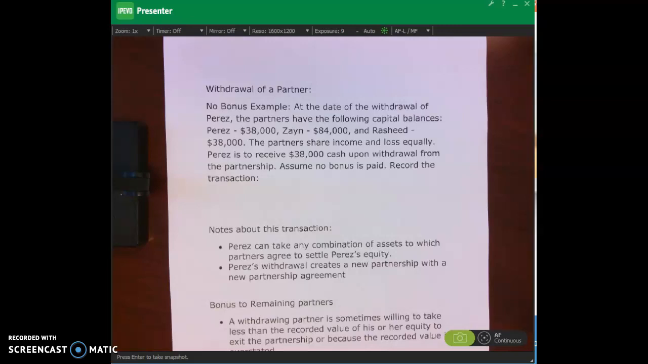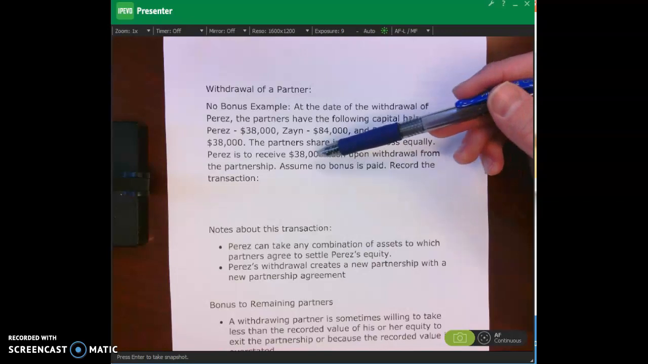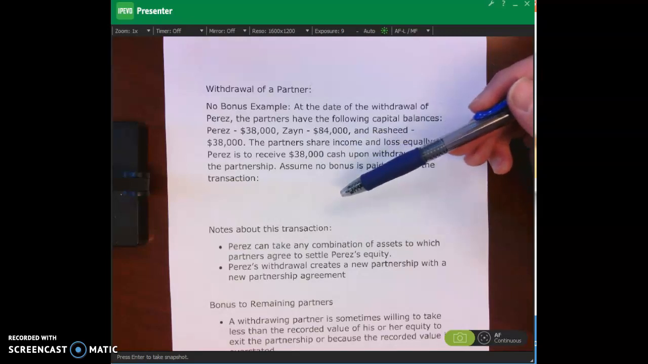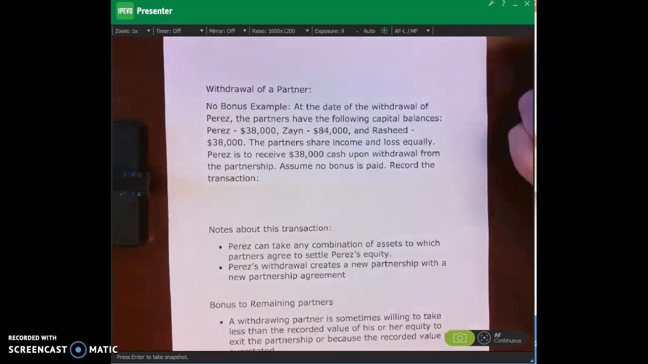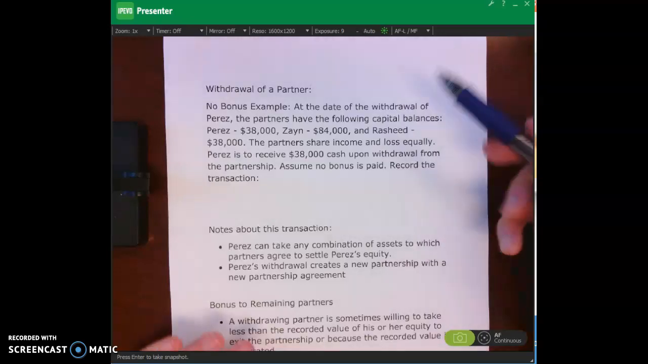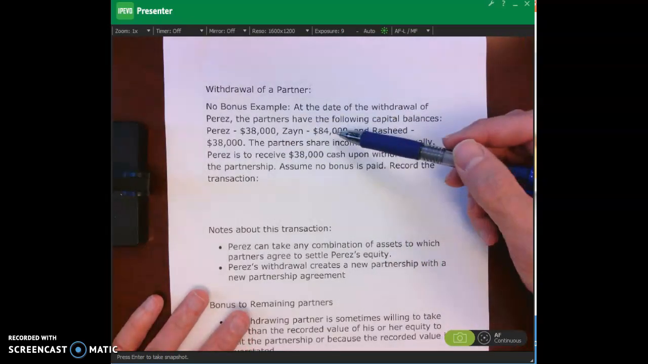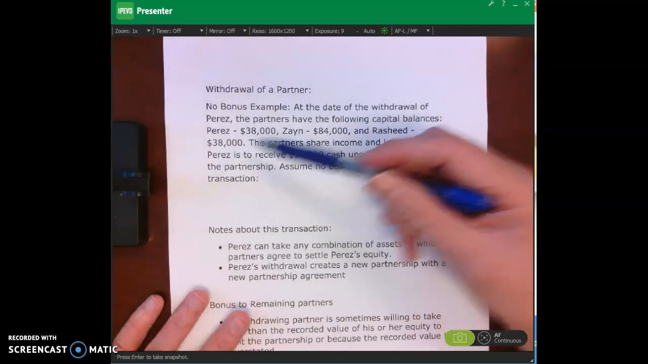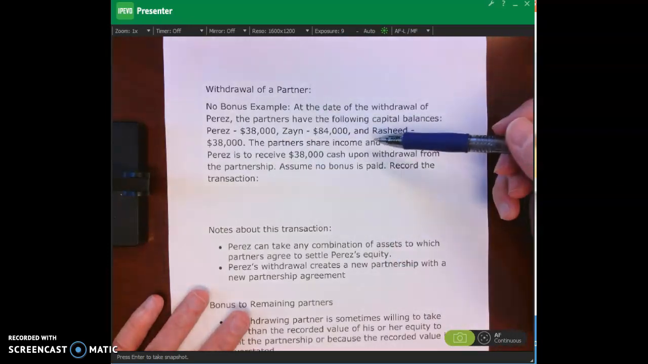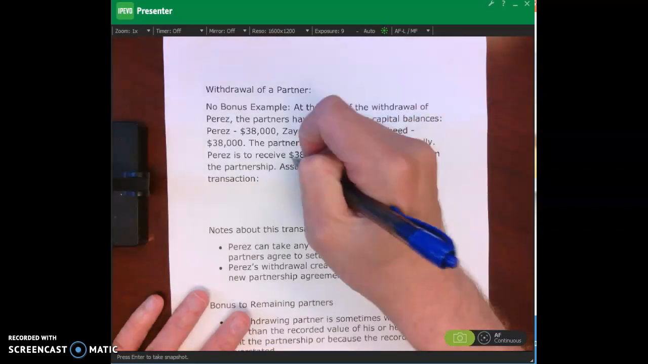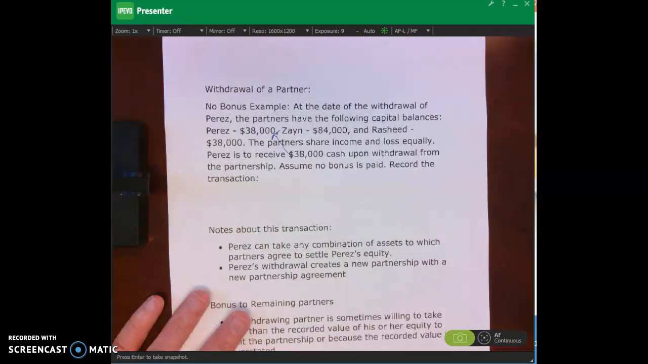In the no bonus example, the partner is going to take out cash equal to his or her balance in capital. Let's say the partners have the following capital balances: Perez $38,000, Kayla $84,000, and Rashid $38,000. The partners share income and loss equally. Perez gets $38,000 cash, which is equal to his balance in capital.